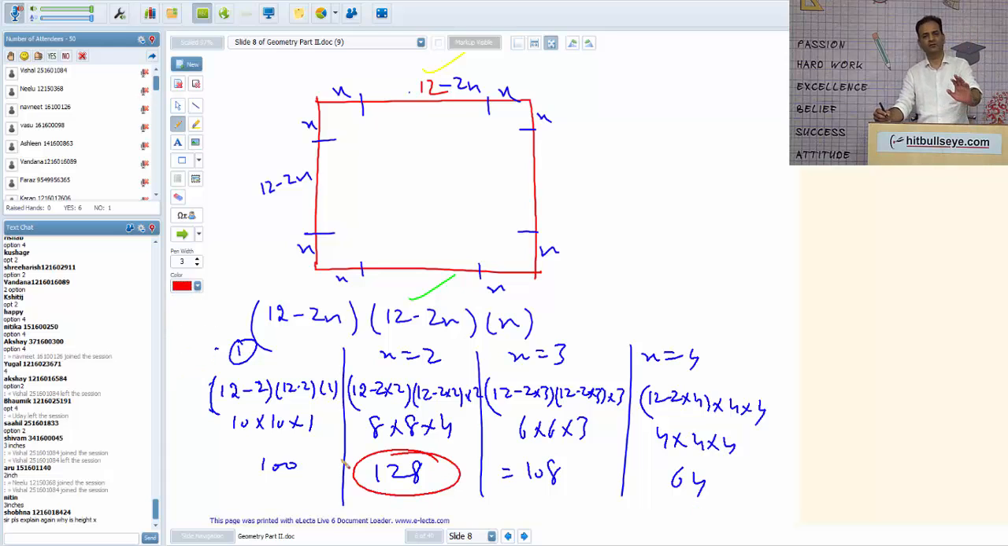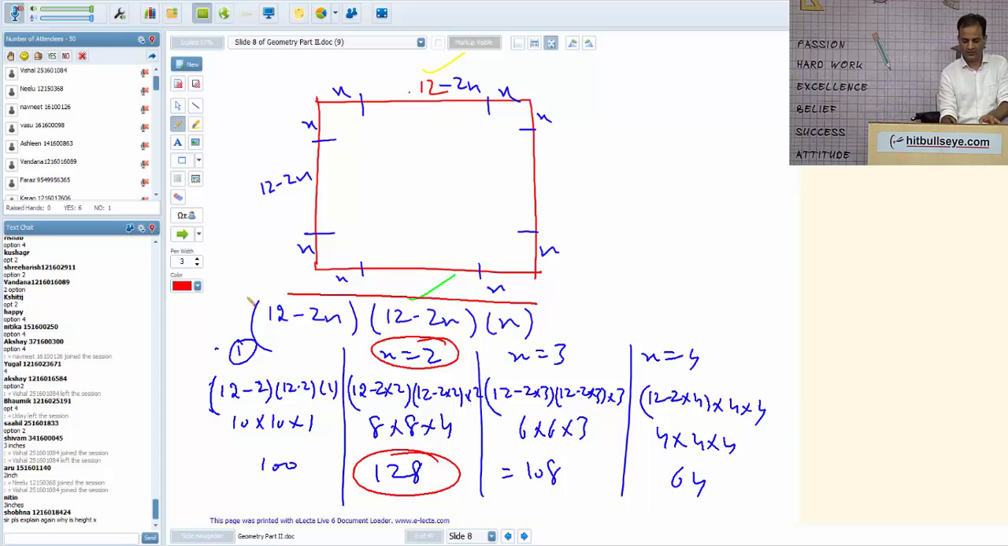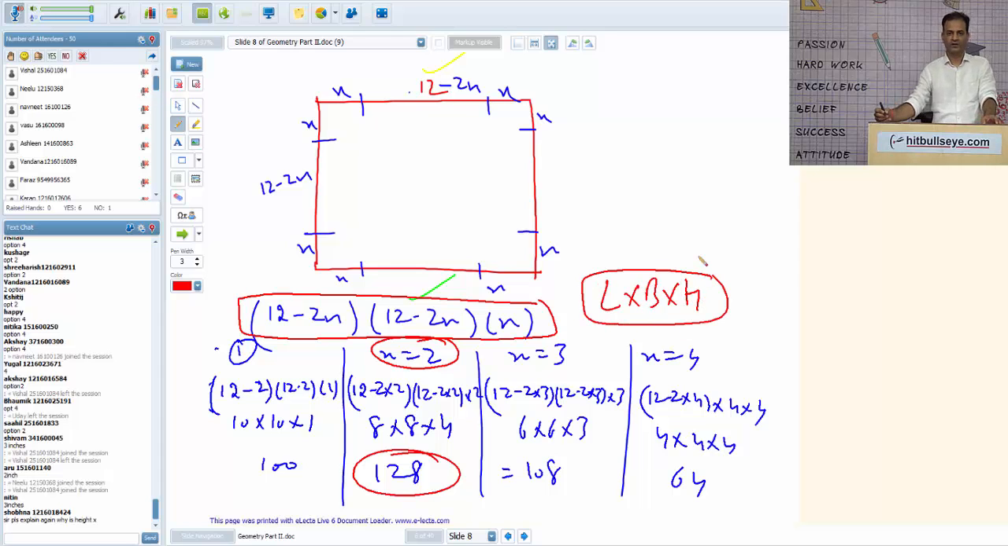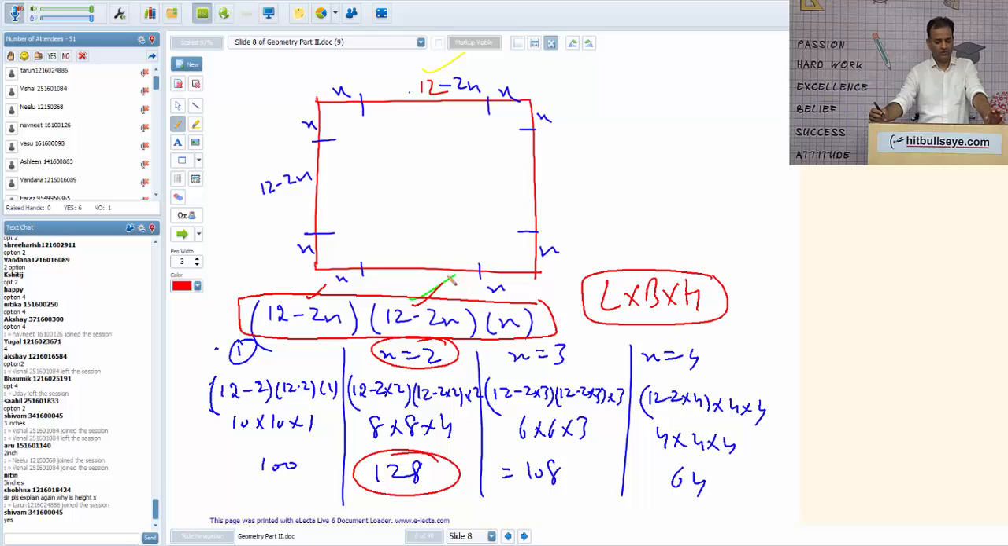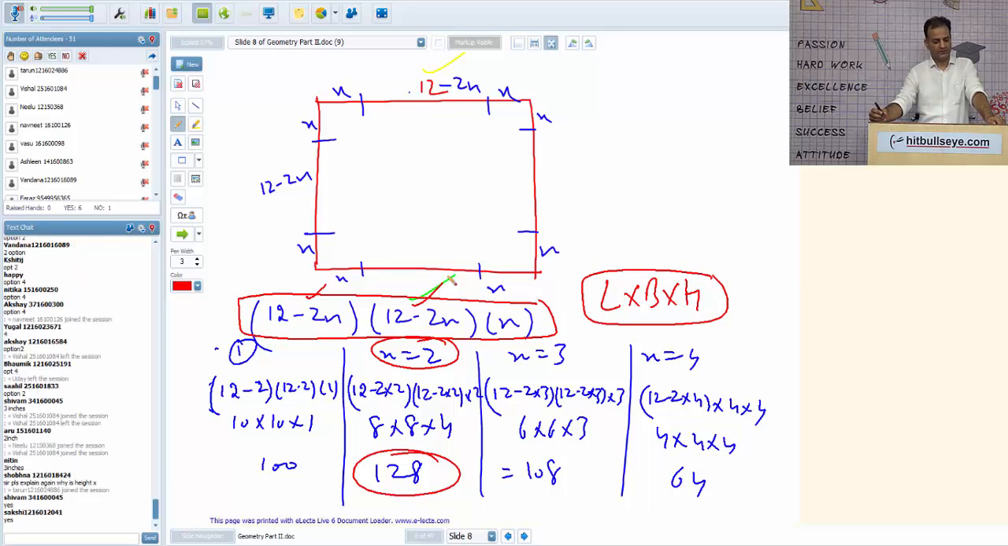There is no need of writing, but for your convenience I am writing here so that you can understand. Those who are not getting the answer, simply put values in this formula. The volume of the box is length into breadth into height. Length will be 12 minus 2x, breadth will be 12 minus 2x, and height will be x. I think it is clear to everyone. Clear, friends? So at 2, the volume will be maximum.